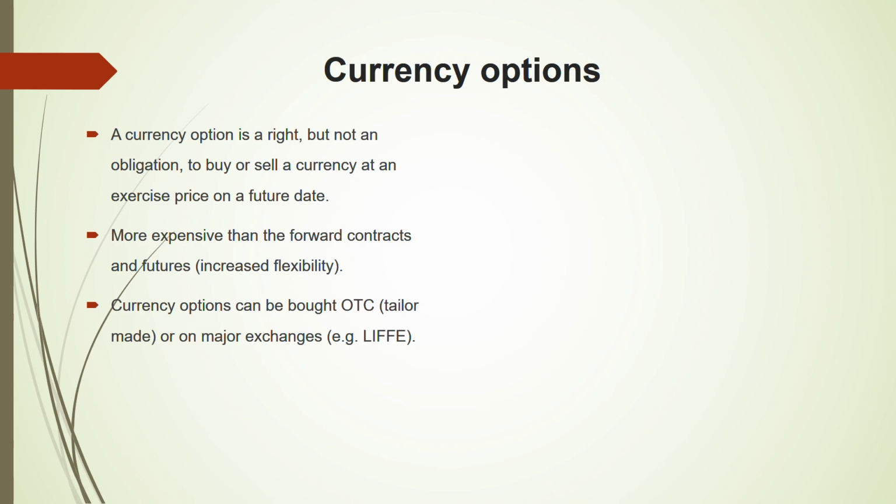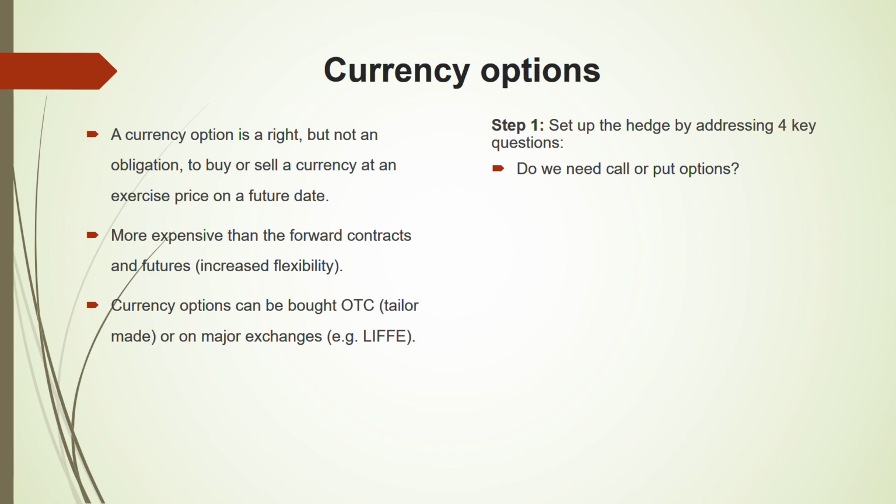Next, currency options can be over the counter as well as exchange traded options. They will usually tell you in the question what type it is. But whatever type it is, the calculation remains the same. So here also we have steps similar to future. We have 4 steps. Step 1, 4 key questions you need to ask. In future we have 3. Question number 1 is the same. In future, the question was, do we need to buy or sell? That means short or long on future. When it comes to option, the term changes to call or put. Do we need a call or put option?